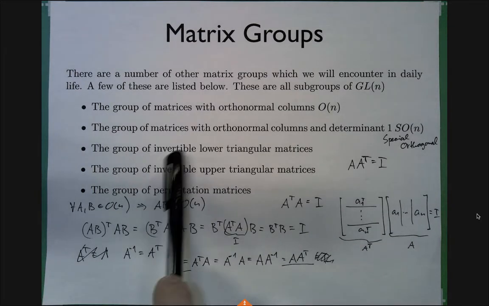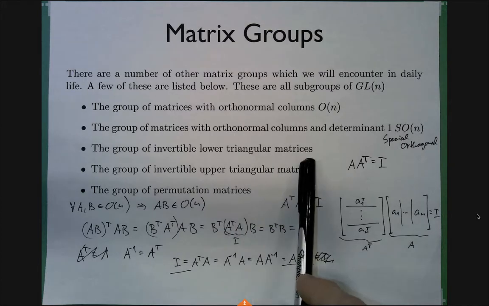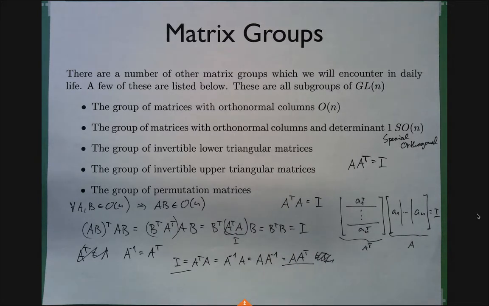So the group of invertible lower triangular matrices is also a group, because remember we talked about LU decomposition: when you multiply two lower triangulars, you get a lower triangular. And if you invert a lower triangular, you also get a lower triangular. So indeed, this is another beautiful example of a subgroup. Same thing, of course, not surprisingly, holds for upper triangular matrices.